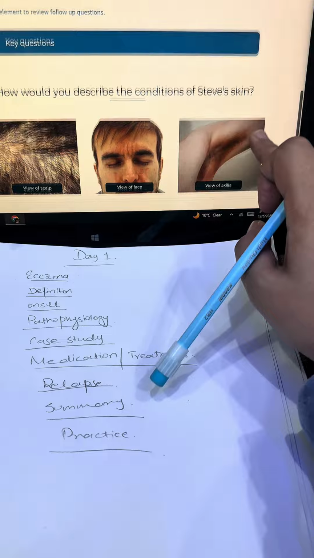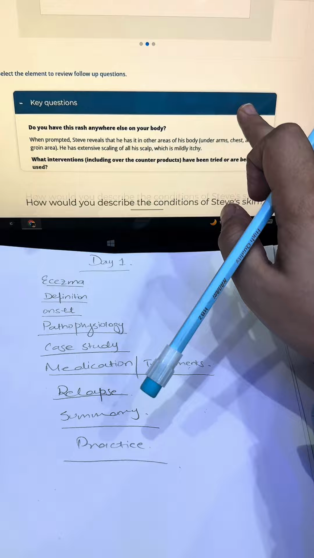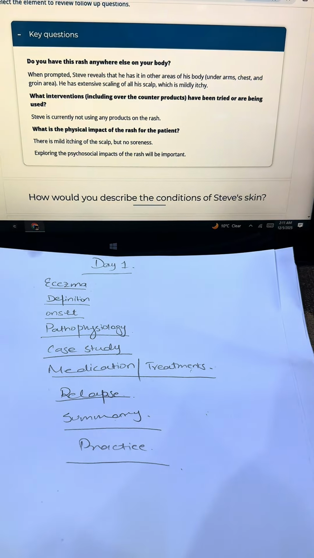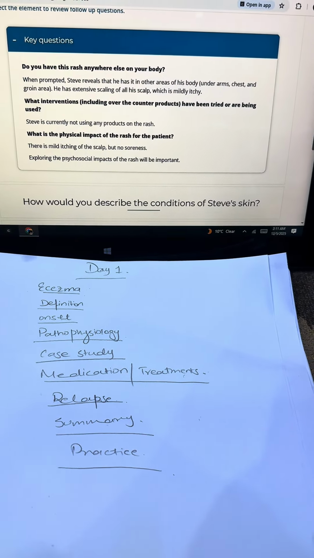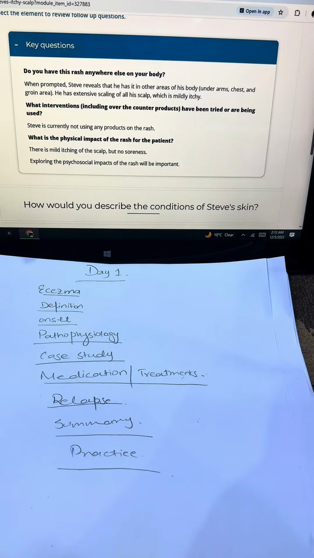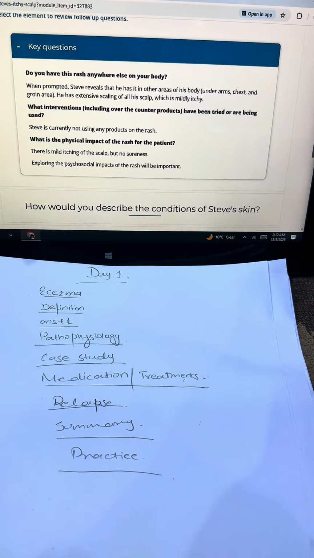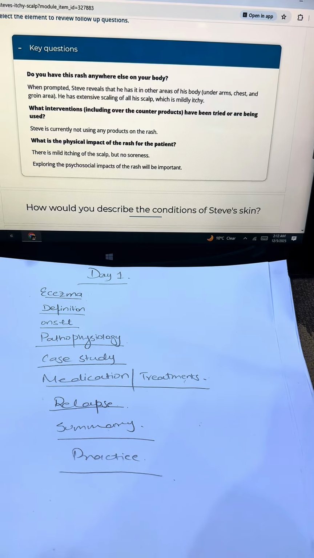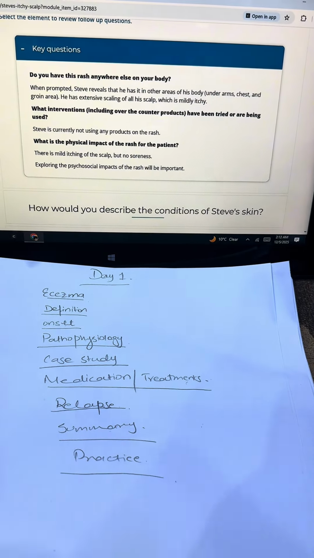Okay, the key point. Does he have this rash anywhere on the body? In eczema, we may ask the patient about the distribution of the rash, the type, the shape of the rash, and associated features. Is it disturbing his daily life, and is there a physical impact of the rash for the patient or not?